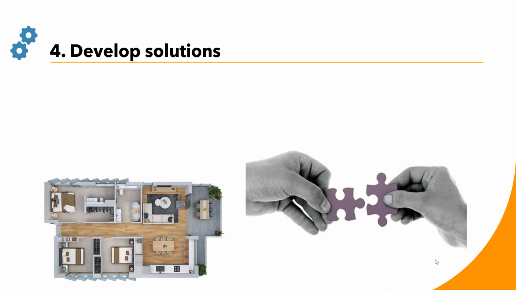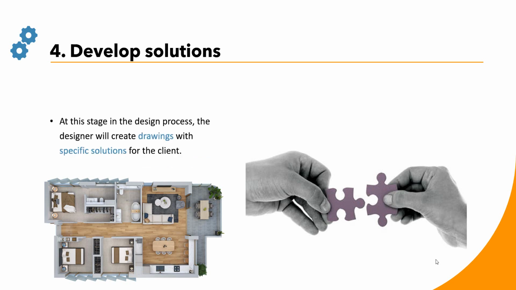After brainstorming multiple solutions, now we are going to develop the solution in this stage. At this stage in the design process, the designer will create drawings with specific solutions for the client. So the designer might create a floor plan, laying out the furniture in a certain way, depending on the concept itself. Also, it will define the walk path throughout the space that is ready for the client to see.